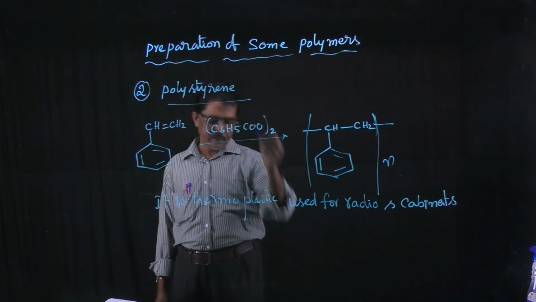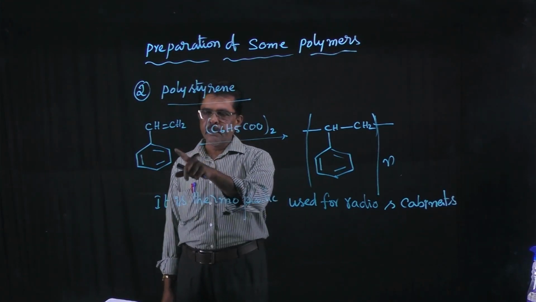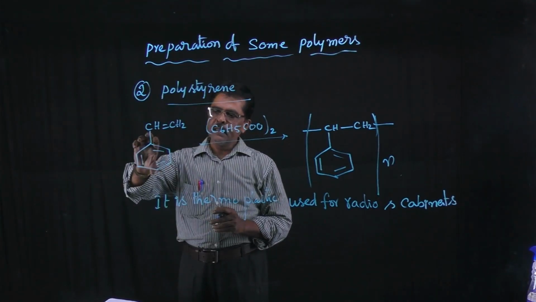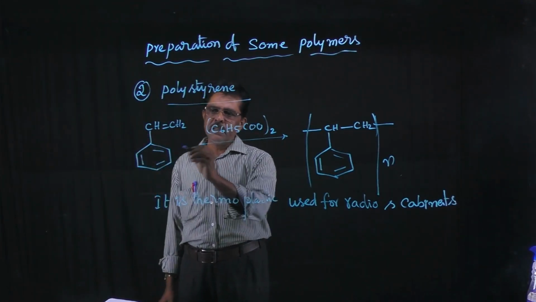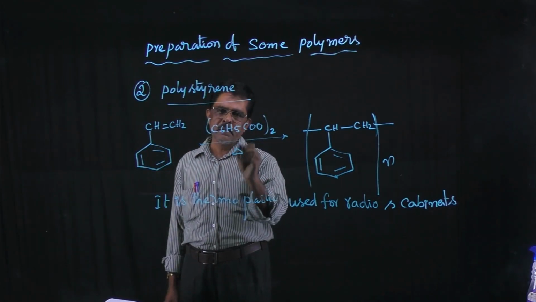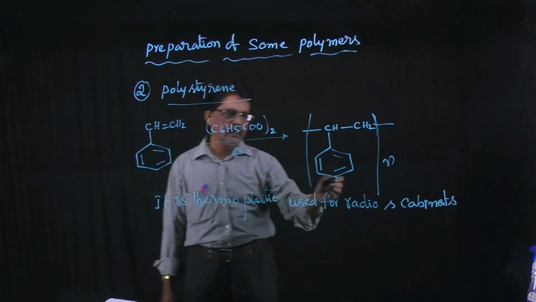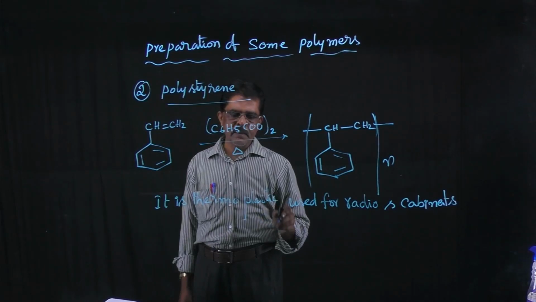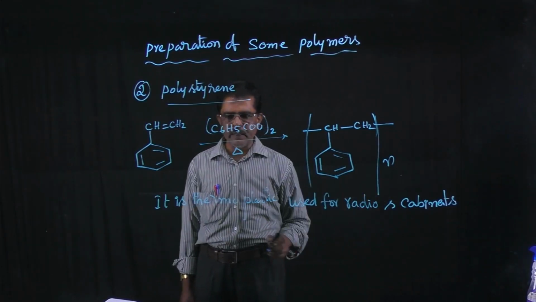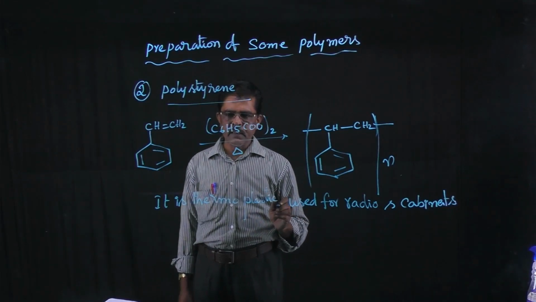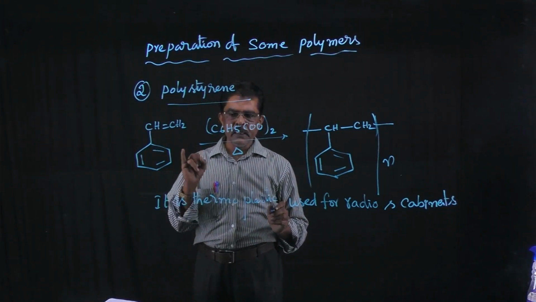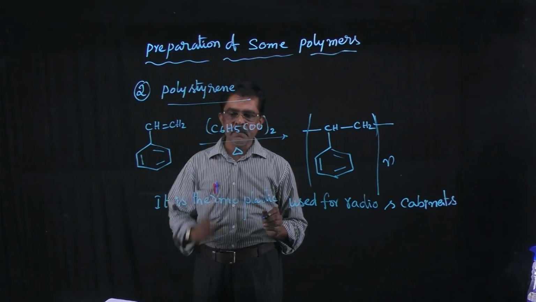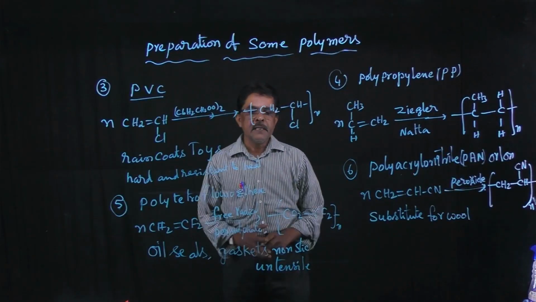Next one is polystyrene. Polystyrene is the polymer of styrene. So styrene means vinyl benzene. This vinyl benzene is heated in the presence of benzoyl peroxide. Then we will get polystyrene. It is the thermoplastic polymer and used for radios and cabinets, right? Understand. First one is the polyolefins. First one is the polythene. Second one is the polystyrene, right? Understand.